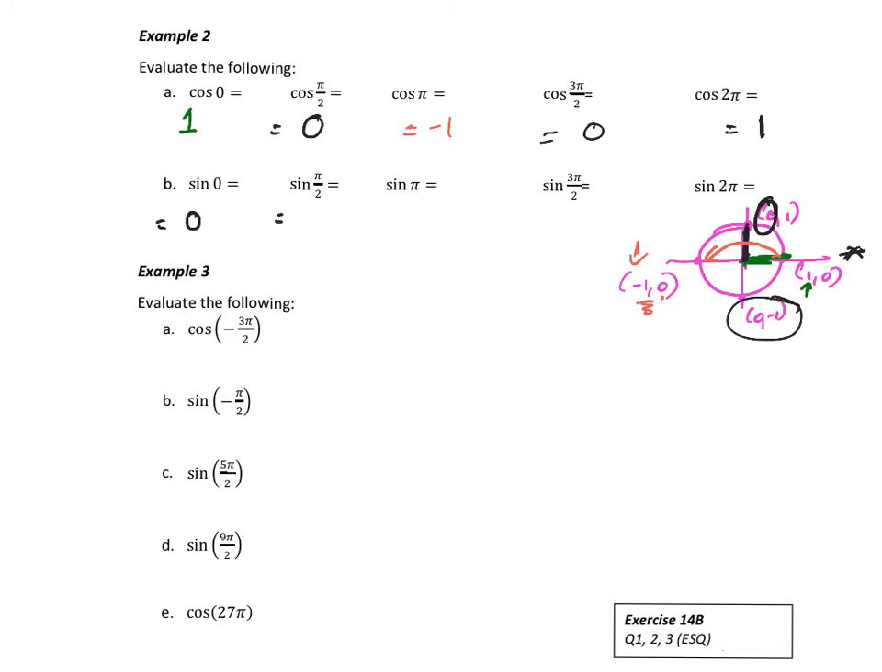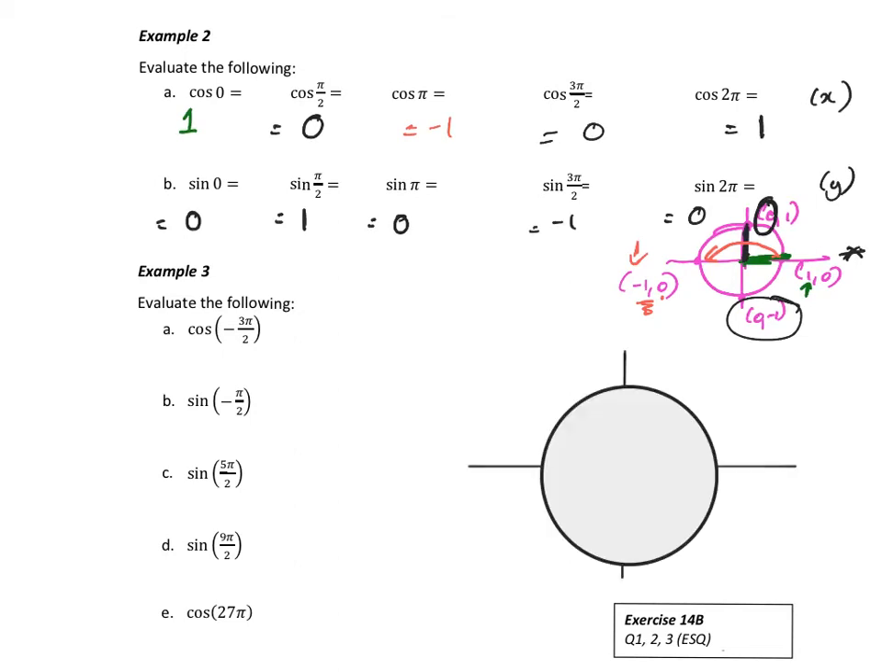Sine of pi on 2 is equal to 1. Sine of pi is equal to 0. It's equal to minus 1, and this one is equal to 0. So these are the x values, and these ones would be the y value of the coordinate. We just have to work out where we are on that coordinate circle, that unit circle.